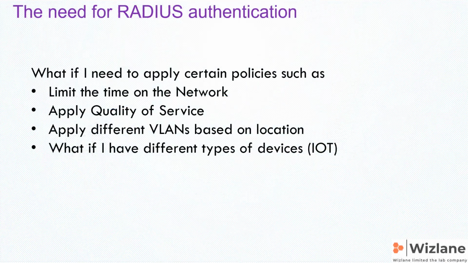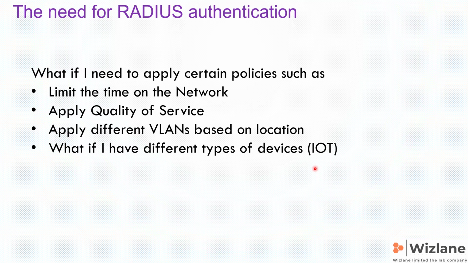Why RADIUS? Sometimes you need to take certain actions that are not possible to perform using the backend like Active Directory or maybe an online identity service. For example, I might want to limit the time on the network. Maybe I'd like to apply some sort of quality of service. Maybe I want to assign different VLANs. Or what if I have different types of IoT devices? They need to have different treatments and so on and so forth.